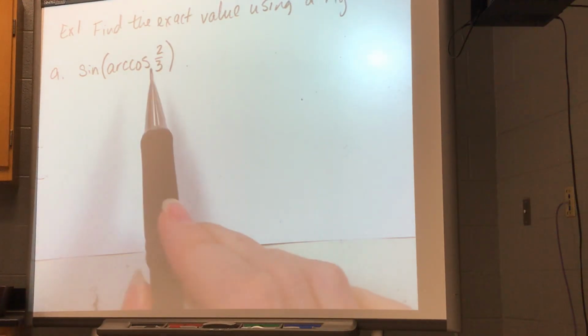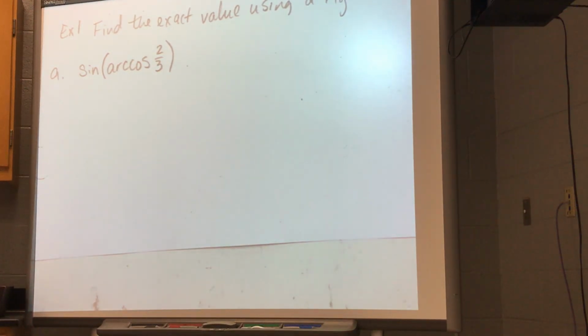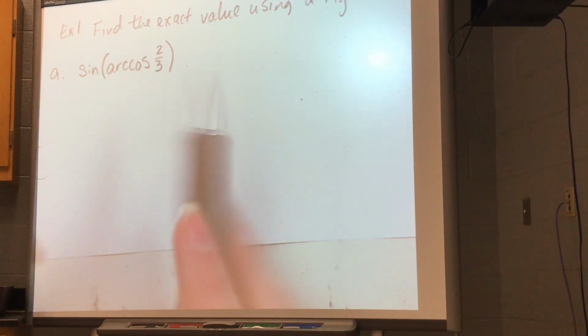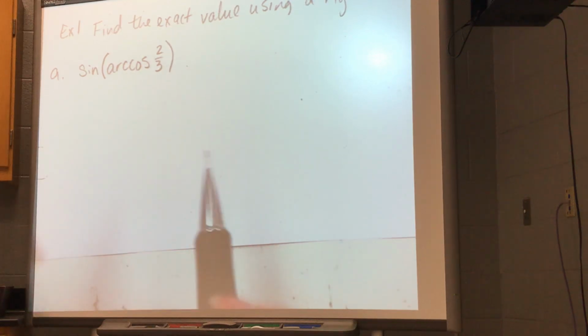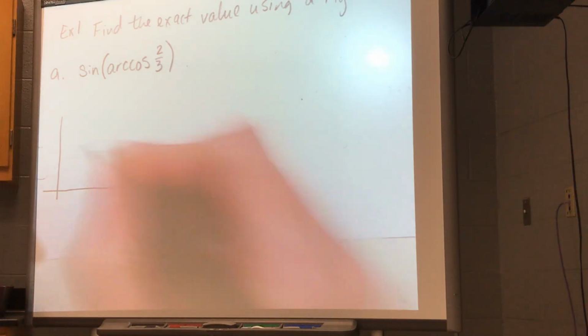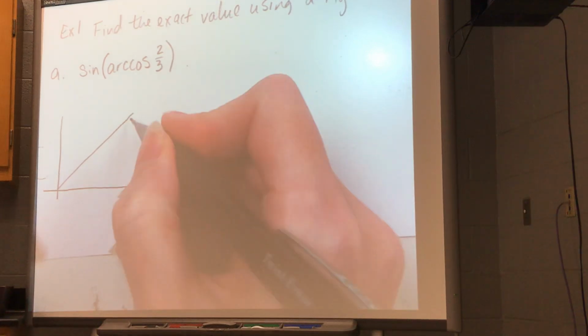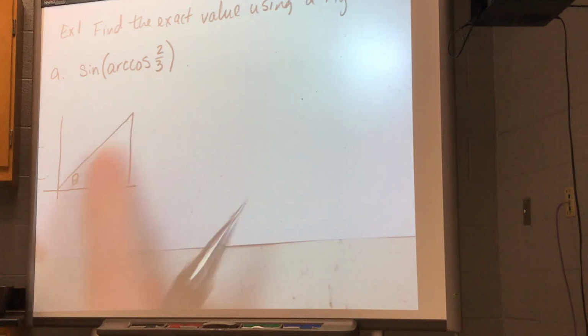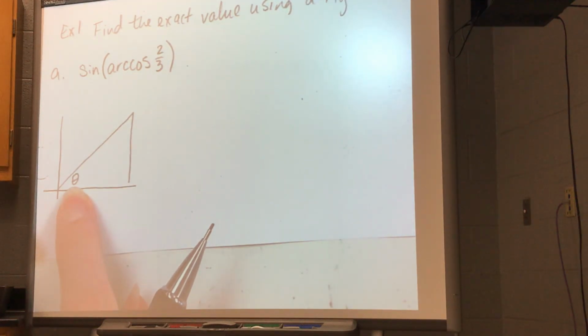But what does the arccosine give you? It's the inverse cosine, but it gives you an angle. So what we want to do is draw an angle that has a cosine of 2/3. This part inside here is just the angle. Since 2/3 is positive, we are going to draw this in quadrant 1. So this is what arccosine is: this angle theta that has a cosine of 2/3.